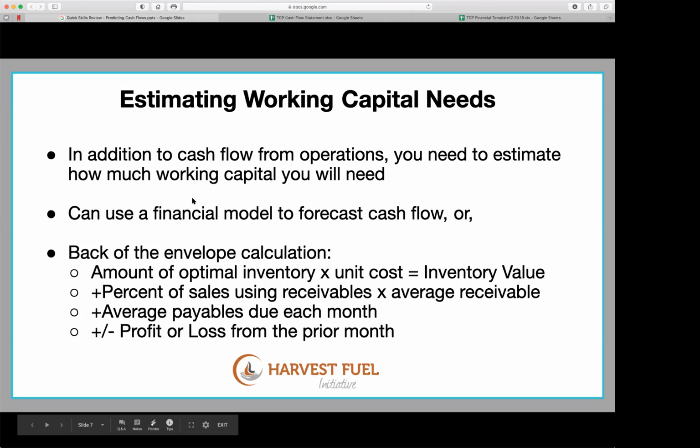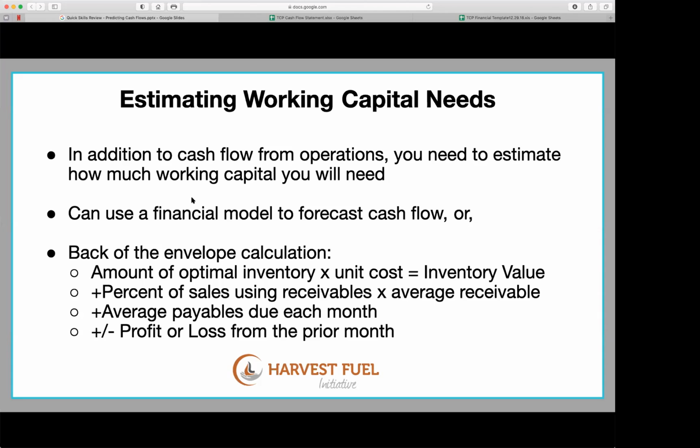Okay, so we're going to focus a little bit on estimating working capital needs here. So we already talked about how you're going to have hopefully some cash flow from operations, although you may not. But it's really important that you try to figure out this working capital issue, because like I said, most of you have not focused on it in the past, and it's really something that is important and you have to really focus on. So optimally, you would build a financial model that would forecast cash flow, and that would tell you how much cash flow you need in any given month. And from there, you would figure out how to get it.